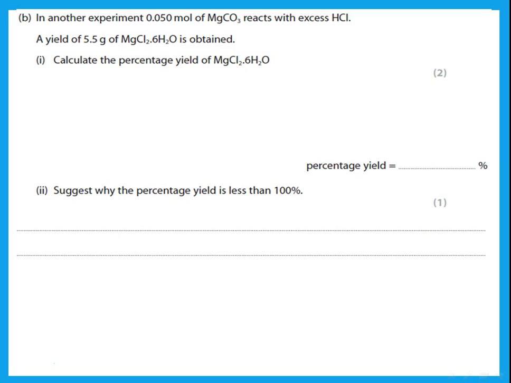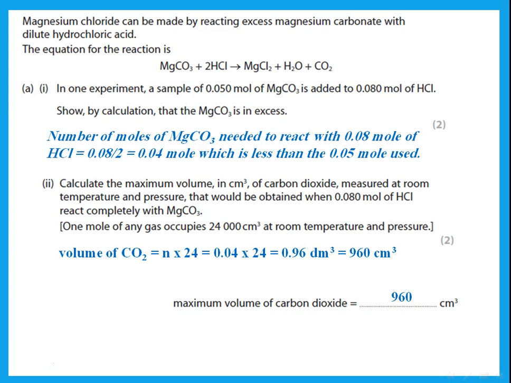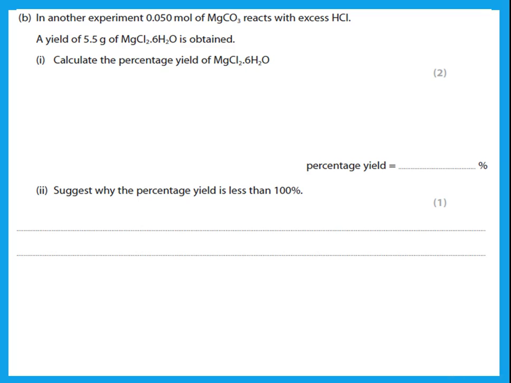Okay? In another experiment, 0.05 mole of magnesium carbonate reacts with excess HCl. A yield of 5.5 grams is obtained. Calculate the percent yield. So here we're starting with 0.05 mole of magnesium carbonate. Now, it should give magnesium chloride. Let's look at the equation again. From the equation on the top here, the number of moles of magnesium carbonate is equal to the number of moles of magnesium chloride.